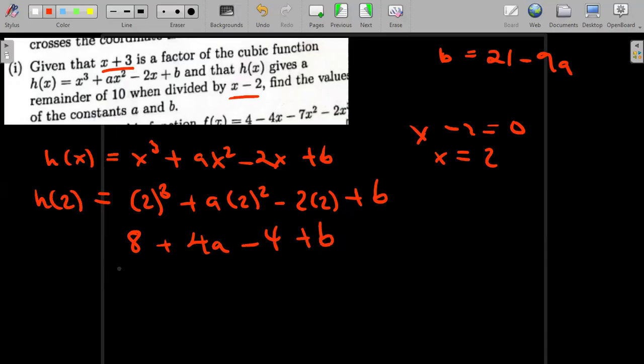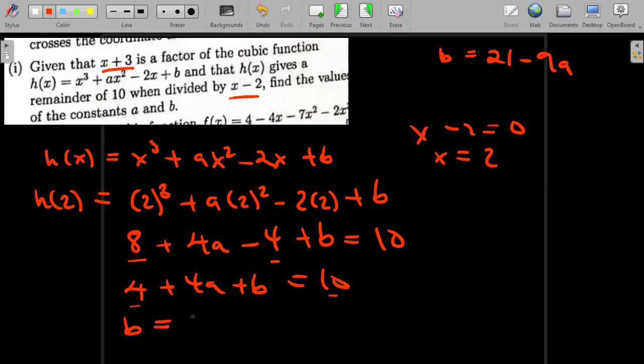And they're telling us that when it is divided by that, it's going to give us a remainder of 10. So this here is going to be equal to 10. Now we can add these two parts. I just get 4 plus 4a, then plus b is equal to 10. I can make b the subject of the equation. When 4 goes the other way, it becomes negative 4, so it will subtract with 10, and that gives me 6. Then I have minus 4a, when the 4a goes the other side. So I have these two equations.